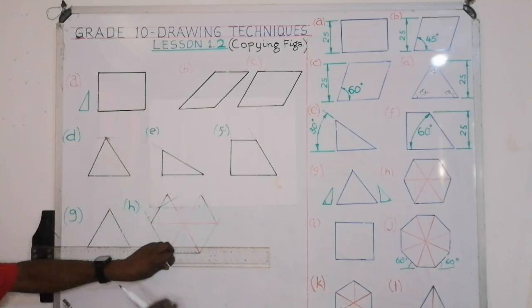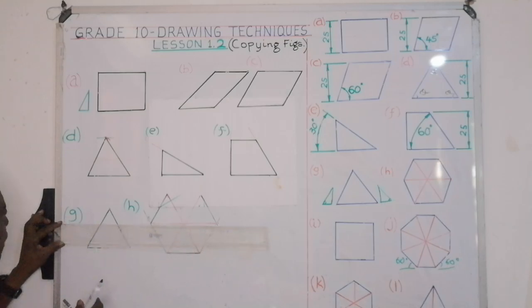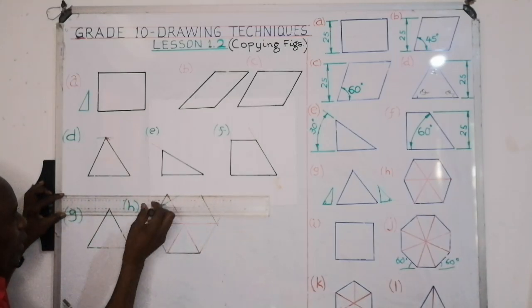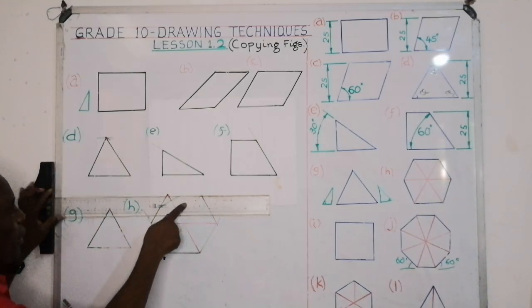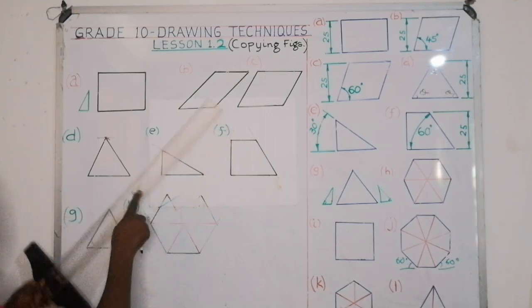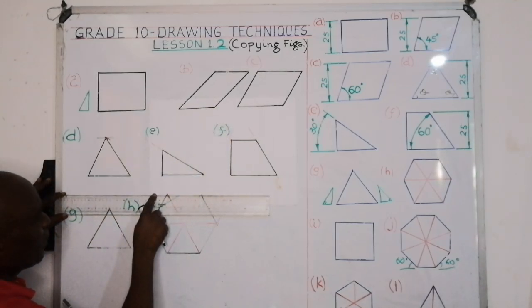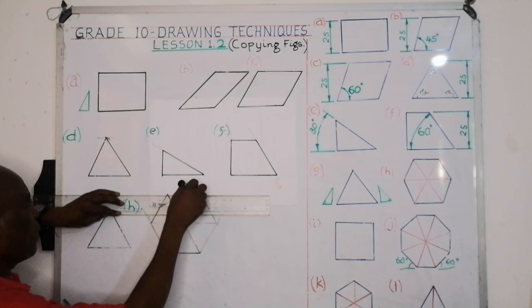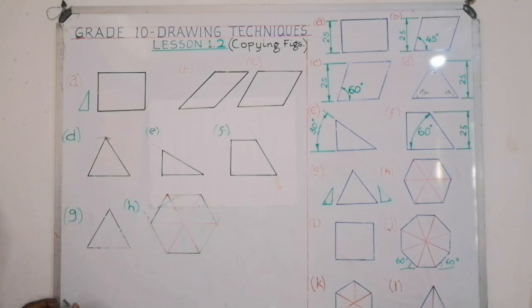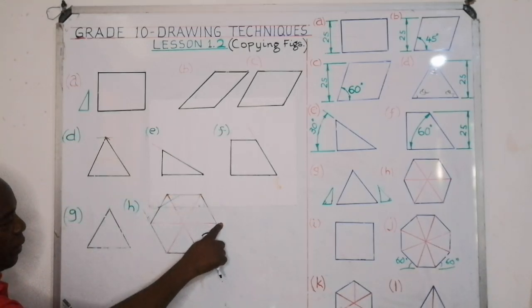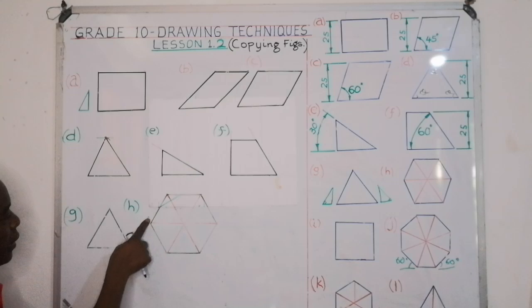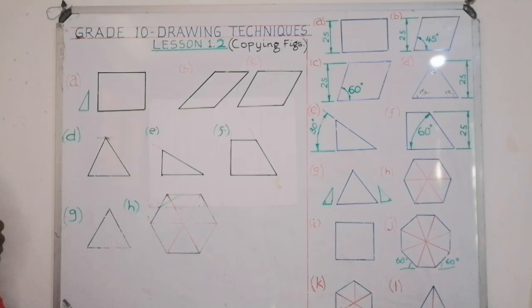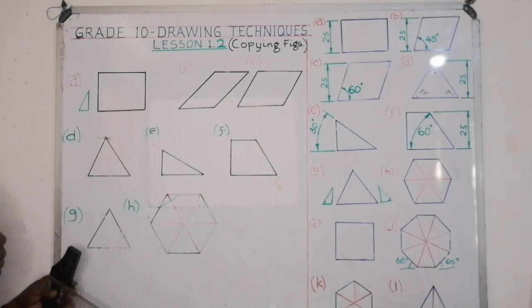And then the last line there is just a matter of using your T-square like that. Come on. Like that. That's our hexagon. You erase all those other protruding lines. Right. So that's our hexagon, which is H.